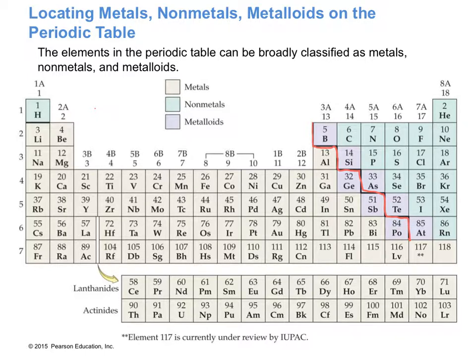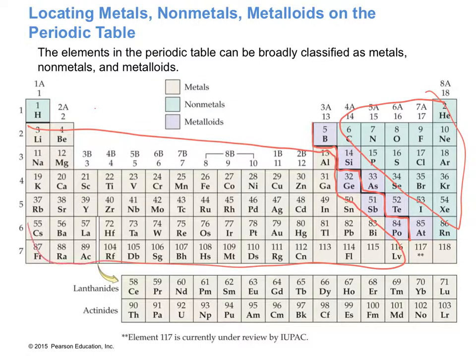Anything to the right, with the exception of the elements that touch two sides of that stair step, whatever that color is, those are nonmetals. I'll explain what that is later on. Anything else, with the exception of aluminum, and hydrogen, which is a special case, along with what's called the lanthanides and actinides, are metals. So most elements, if you take a guess, are going to be metals.